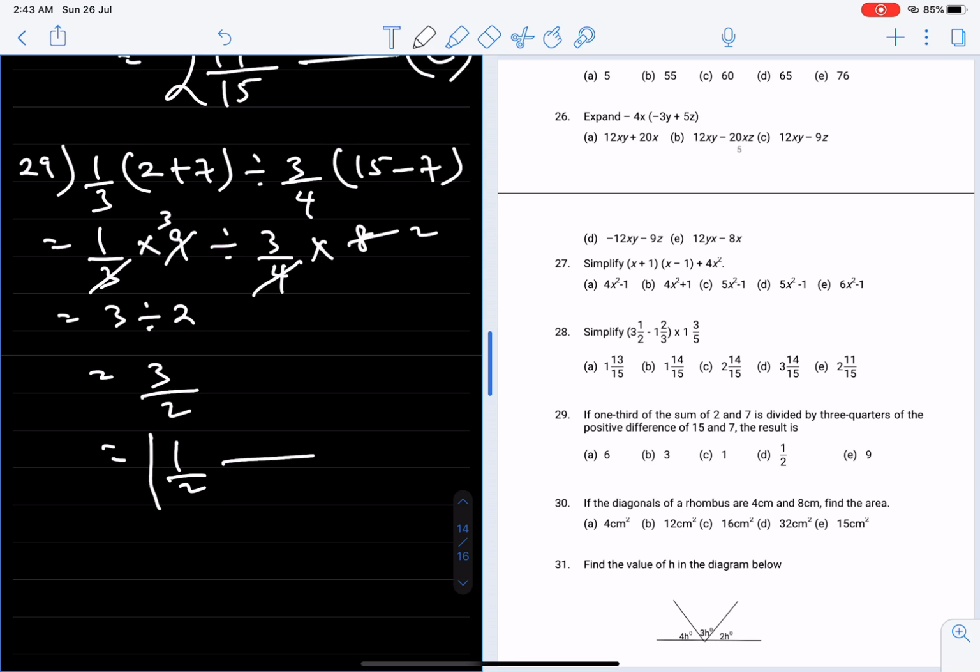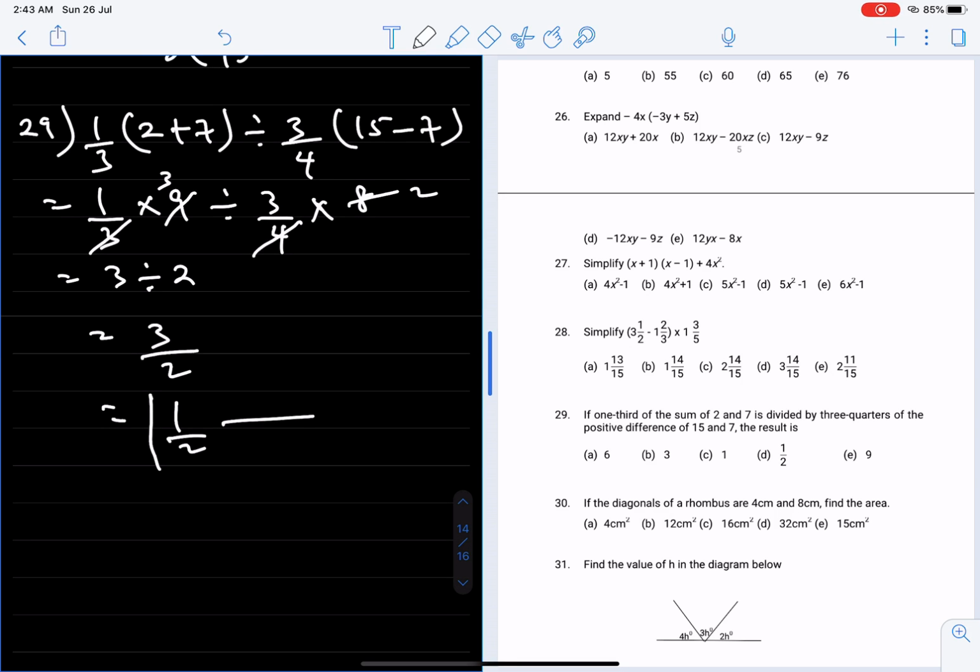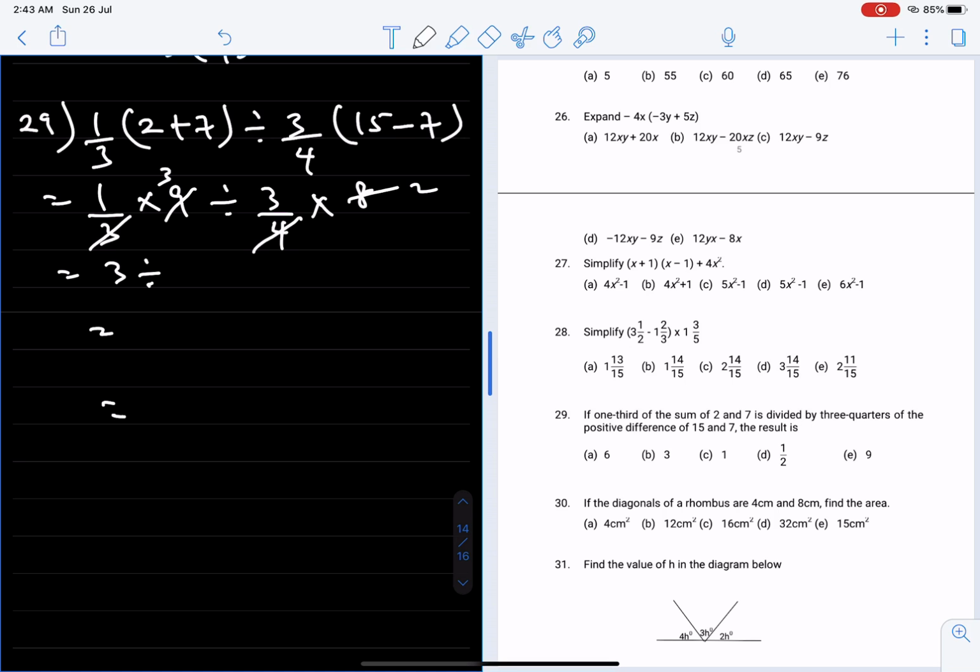What am I doing? That can be 2, sorry. That's supposed to be 3 divided by 6, and that's 1 over 2.